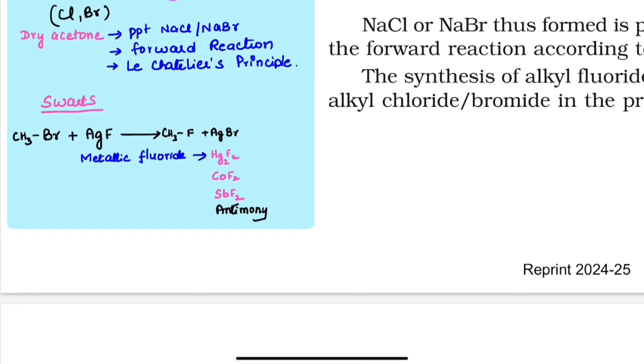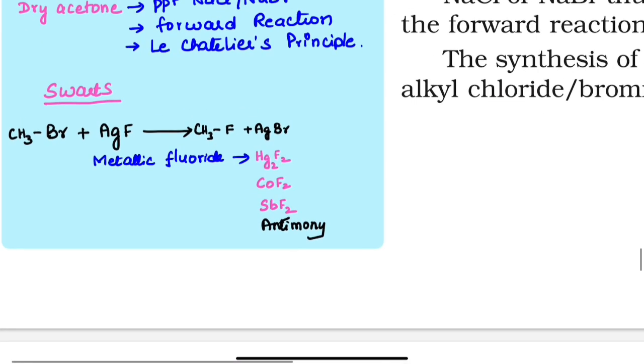Next is the Swarts reaction. In the Swarts reaction we prepare alkyl fluoride. Take CH3Br and treat it with a metallic fluoride. The metal we use is silver; you can also use mercury, cobalt and Sb, which is antimony. So you can use silver, mercury, cobalt, antimony. This can also be asked in the NEET examination: which other metallic fluorides are used in the Swarts reaction? Remember these four metals. These are the metal fluorides we use in the preparation of fluorine compounds.